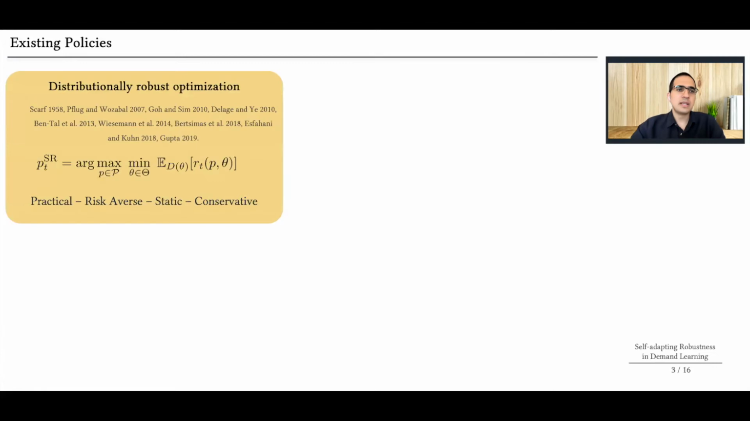Now I want to describe two pricing policies that are relevant in our setting. The first one is based on distributionally robust optimization, where we maximize the expected revenue with respect to the worst demand parameter. This policy is practical unlike the complete information policy. It is risk averse. However, it is static and it doesn't adapt to data, and it can be conservative.